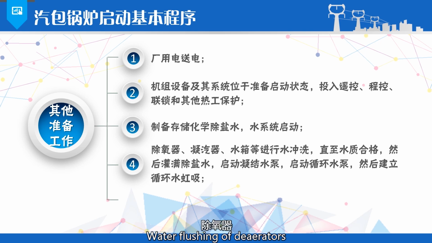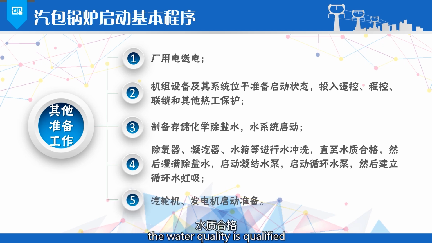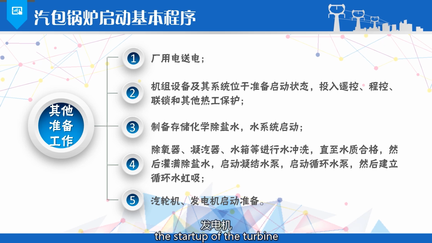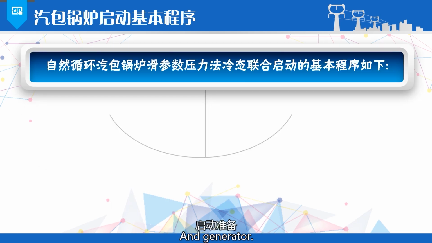Water flushing of generators, condensers, water tanks, etc., until the water quality is qualified. Then, filling with demineralized water, starting the condensate pump, starting the circulating water pump, and then establishing a circulating water siphon. 5. Preparations for the startup of the turbine and generator.